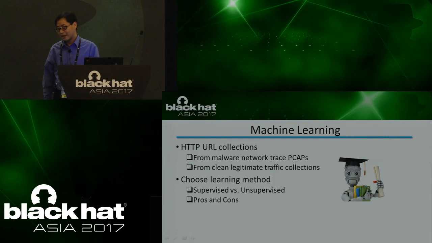Then we need to figure out the way, because there are so many algorithms to do machine learning. Basically the 2 major types are supervised versus unsupervised. I will talk about the advantages and disadvantages of the 2 methods.